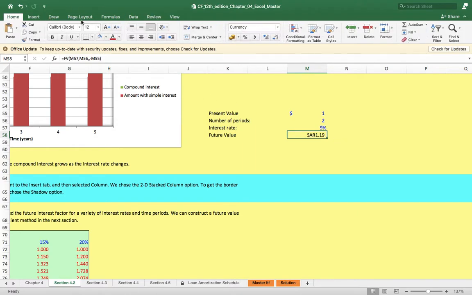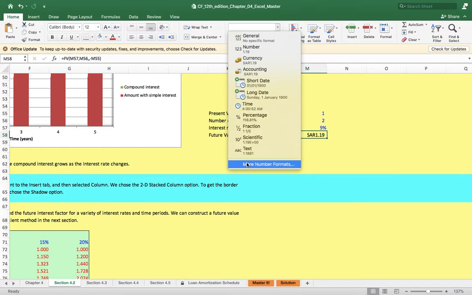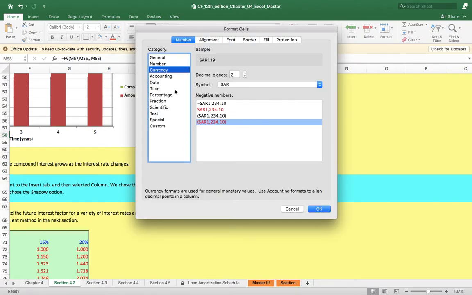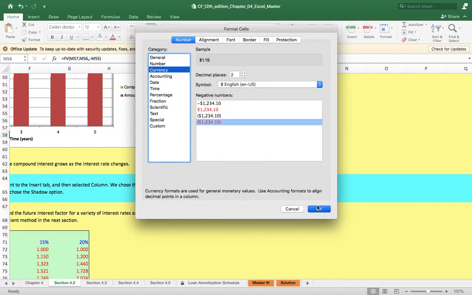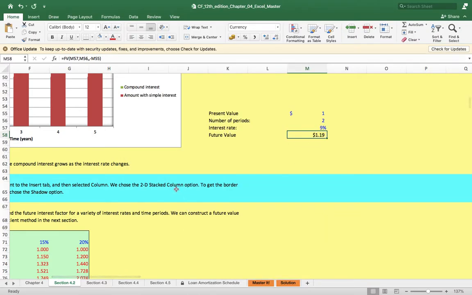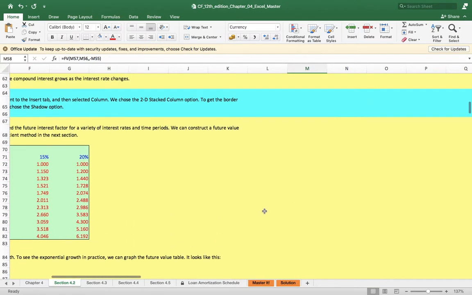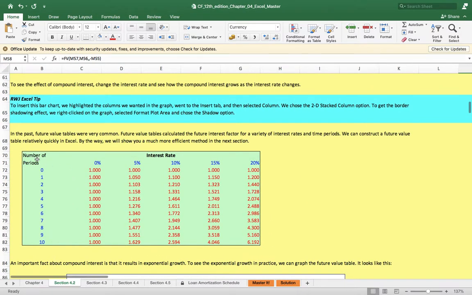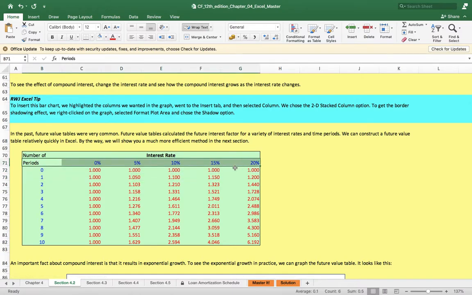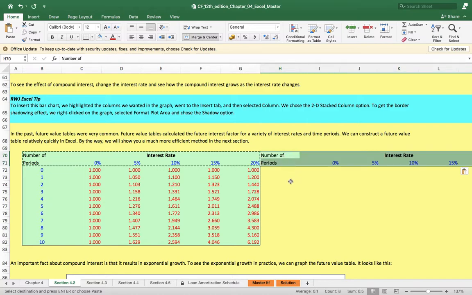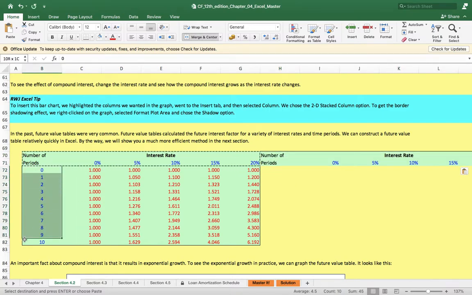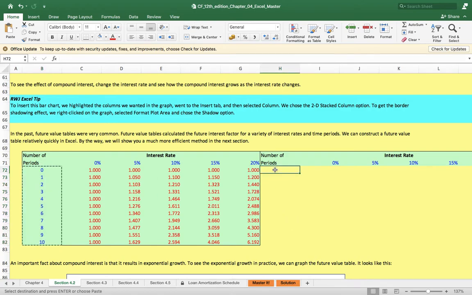Go to the home tab, make it currency, more numbers, okay, currency, and 2 decimals. Now this is done. What you need to do is like this. You type this, copy this, paste here, and copy this. Only you need to do this.